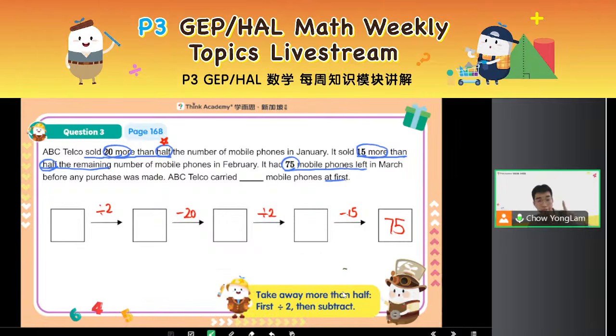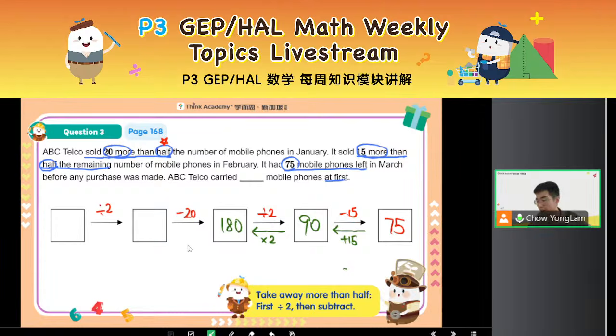Once we reach the end, we will just calculate backwards. Remember, keep the number, reverse the sign. Right, 75, don't minus 15, reverse the sign. 75 plus 15 is equal to 90. Then 90 divided by 2. Flip 2 times 2. That will be 180.